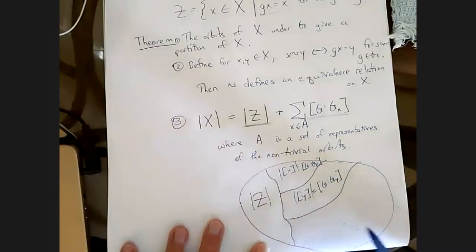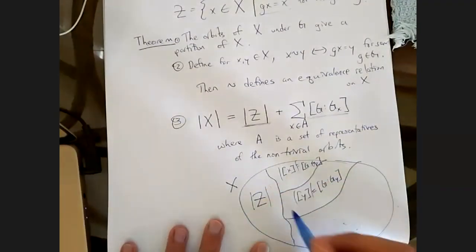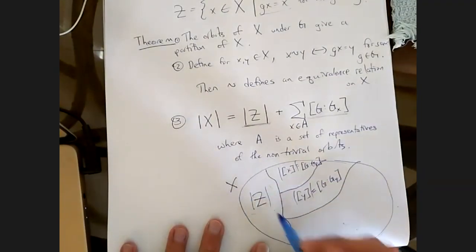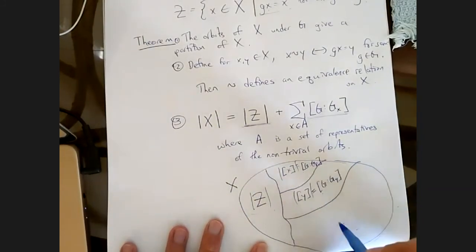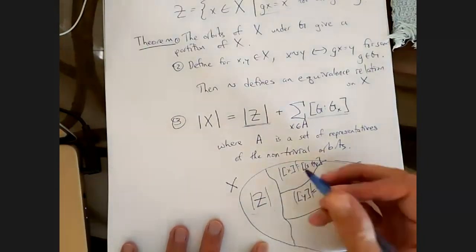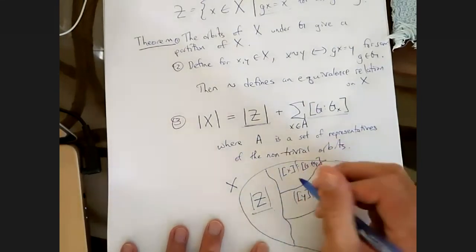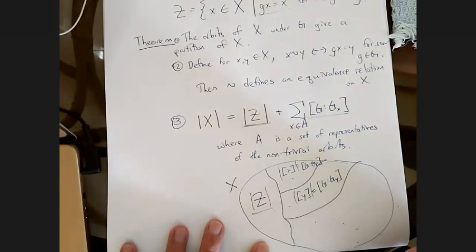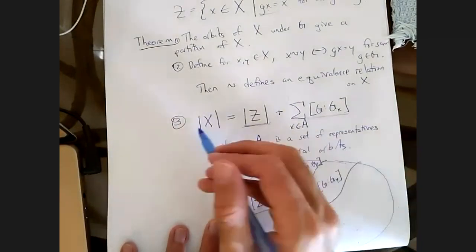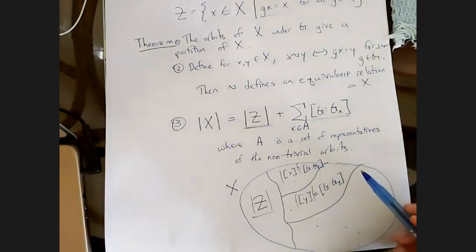Okay. Now, since we have a partition, this is the picture of X. To find the number of elements of X, we just add up the number of elements in Z, the number of elements in this partition, plus the number of elements in this partition, and so on. We just have to add all the elements in the center, and we just have to pick out one representative from each orbit. Okay. And once we do that, we get this sum.